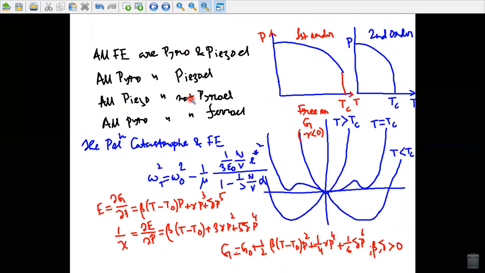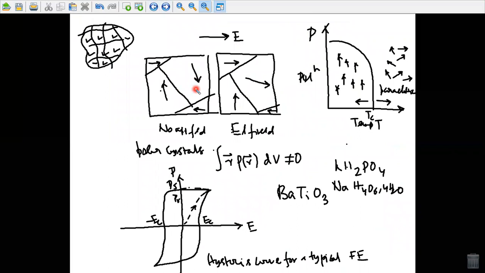Going on to the domain structures, like in the previous slide. Ferroelectrics are composed of permanently polarized regions called domains. These are the one, two, three, four. Four domains can be seen from this figure.